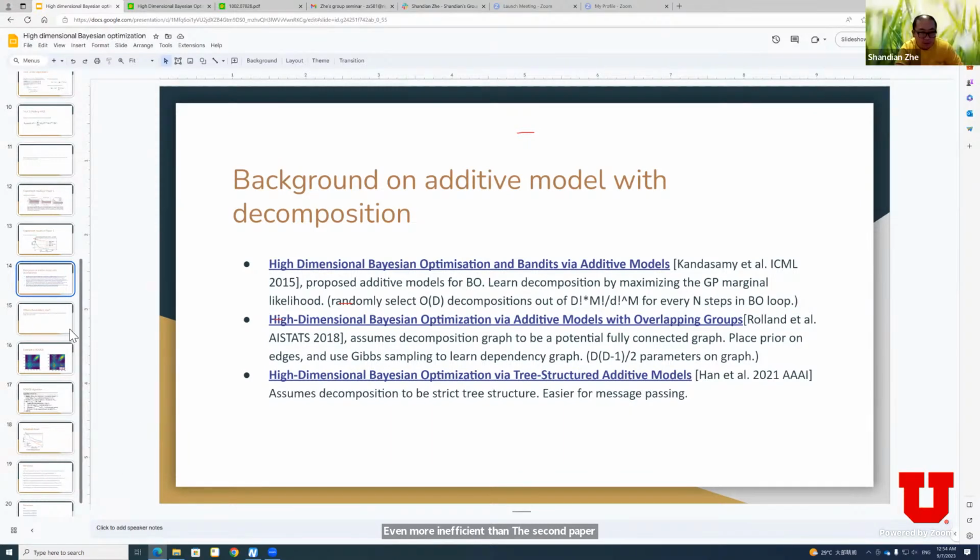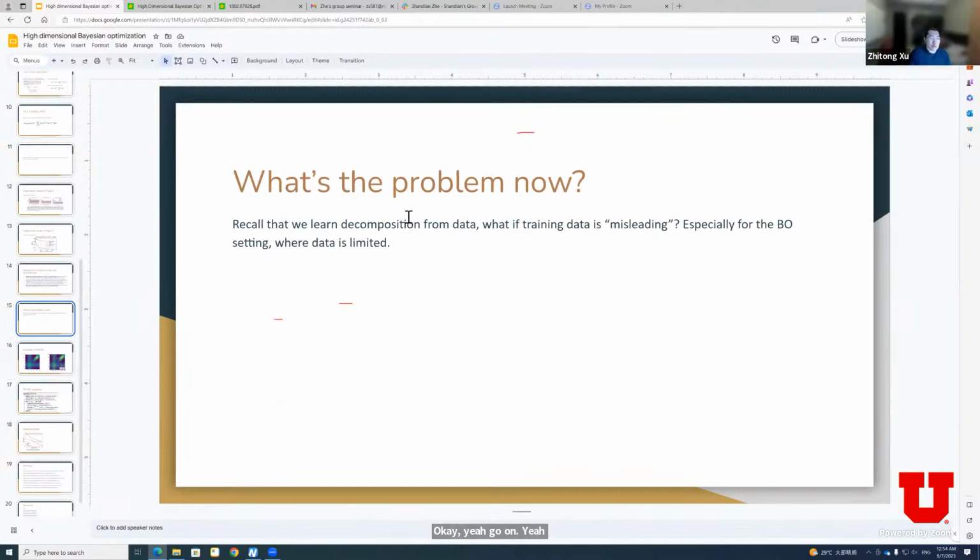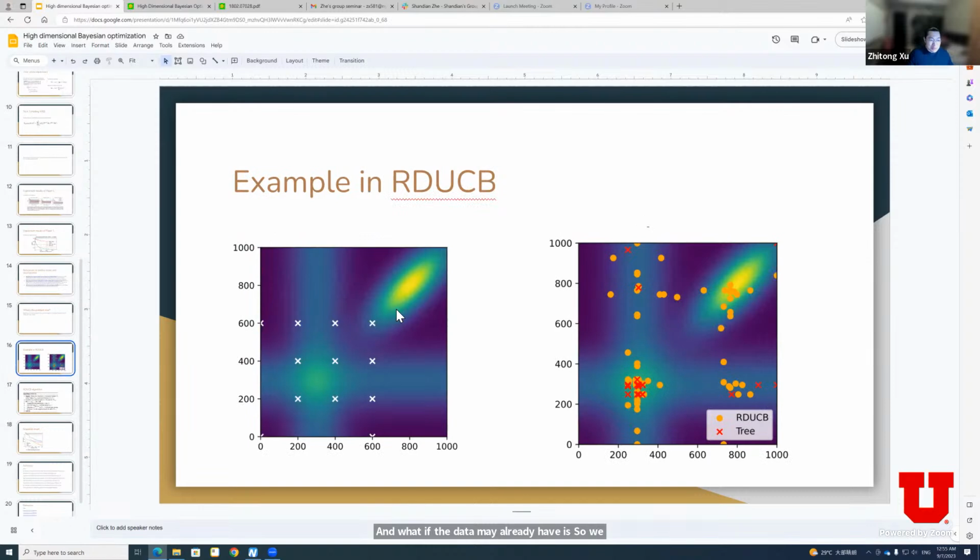So what they claim in the second paper is, recall that we learn decomposition from data, and what if the data we already have is misleading? Especially for the Bayesian optimization setting, the data is limited. So now they give this example. If we are going to learn the tree structure, we will never decompose the actual objective. But if we use a random UCB, we're going to discover this.